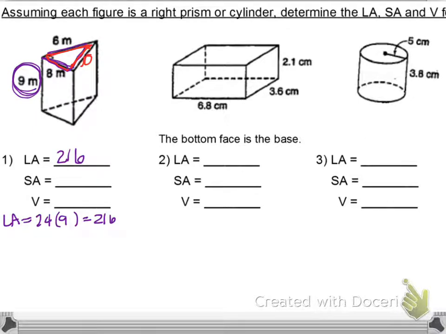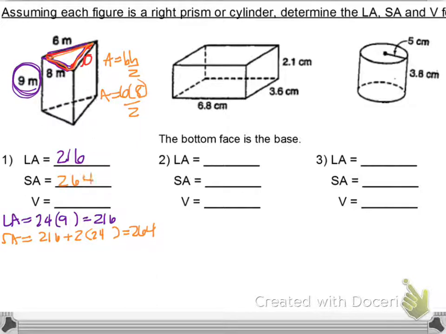Now we move on to the surface area. I already know the surface area is going to start with 216. I just need to add in the two bases. I always do this and leave a space to get my base. If I look at the base here, the base is a right triangle. So for the area of my base, I can do base times height over 2. So I can do 6 times 8 over 2, which is 24. Just go down and plug that into that space. When you work all of that out, you get 264. Again, that's area, so that would be meters squared.